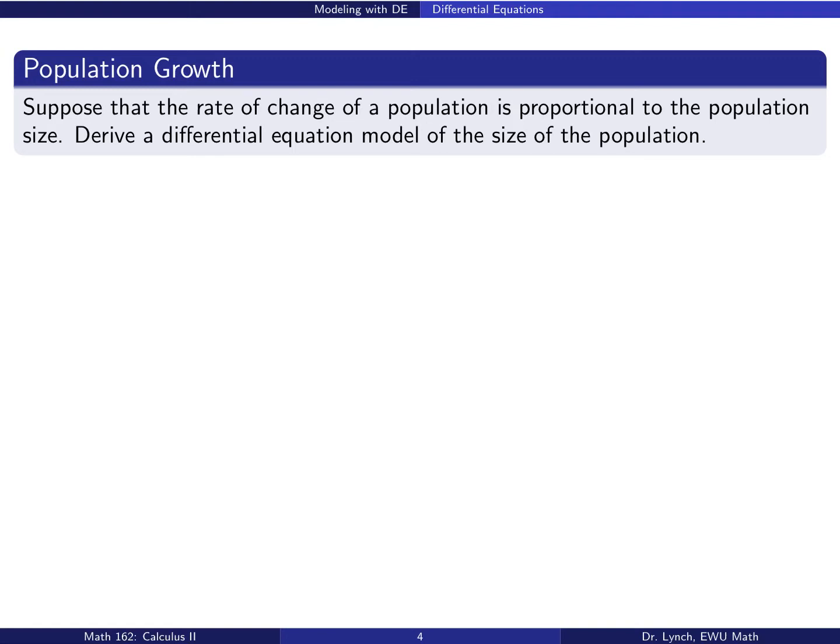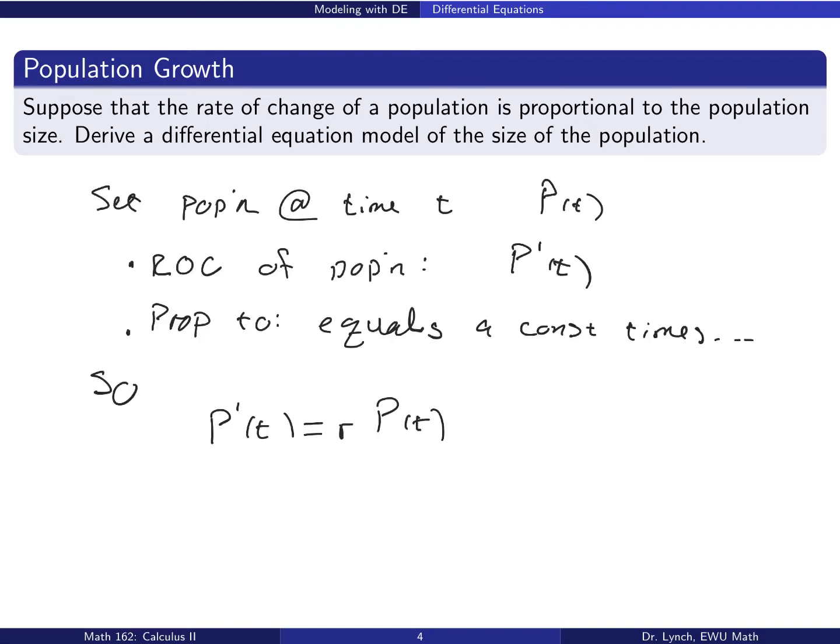So let's suppose that the rate of change of a population is proportional to the population size. Okay, so there are a few keywords here that will give us a differential equation. The first thing we'll do is identify the population size at time t as capital P of t. Now, when we say rate of change of the population, rate of change means the same thing it did in Calculus 1, which is a derivative. So rate of change of the population is P prime of t, and when we say proportional to, we mean equal to a constant times that thing. A perfectly good differential equation, therefore, is P prime of t equals R times P of t.